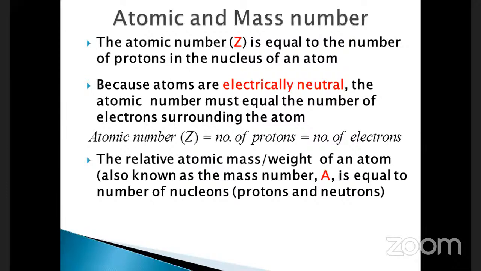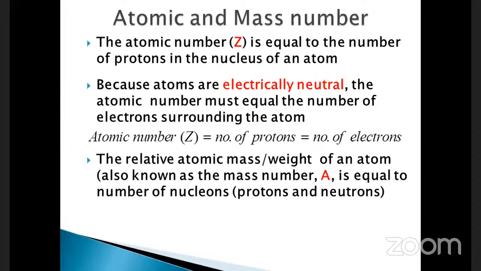Atomic number is either the number of protons or the number of electrons, because an atom is an electrically neutral entity and it will contain the same number of protons and electrons, except when it is charged. So as long as it is not charged, it will contain the same number of protons and electrons.